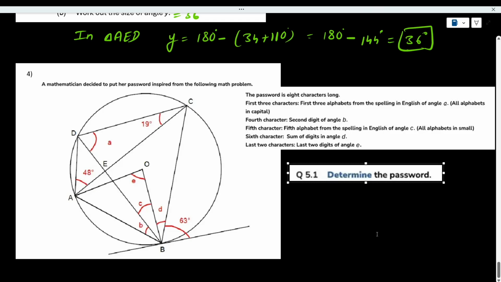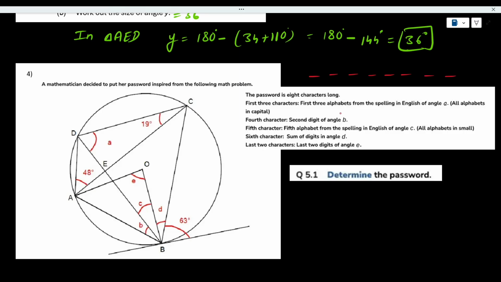What is given here? There is a circle. You can see A, B, C, D, E, there are 5 unknown angles. So what is given here? A mathematician decided to put her password inspired from the following math problem. Now the password is 8 characters long. So there will be 8 places: 1, 2, 3, 4, 5, 6, 7, 8.